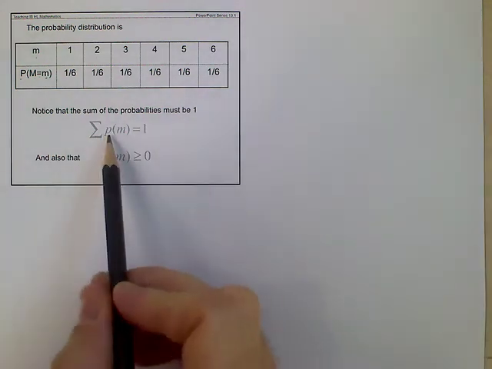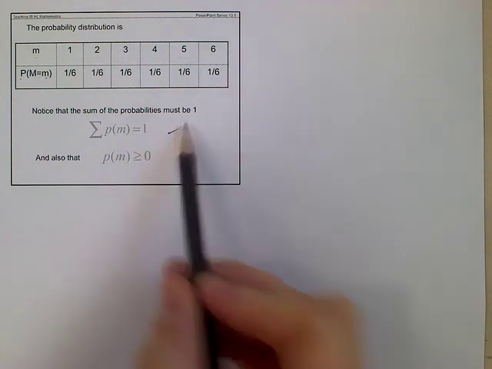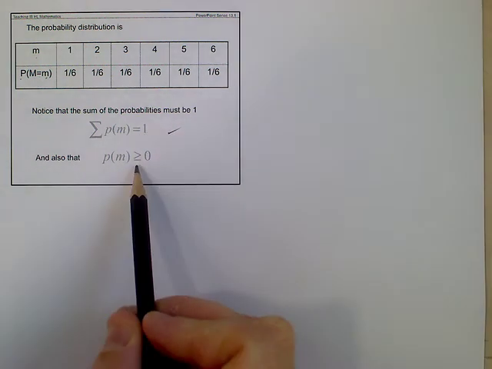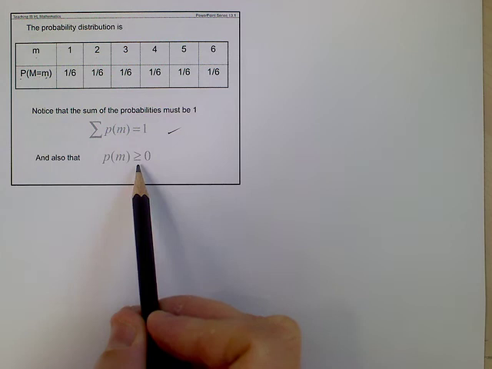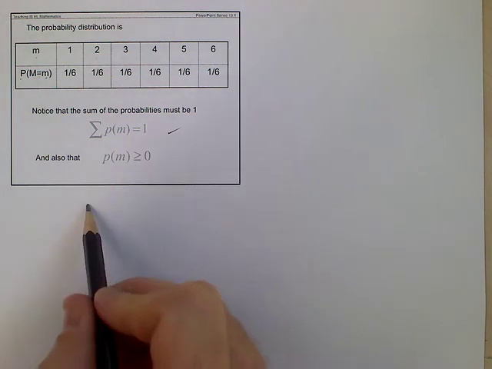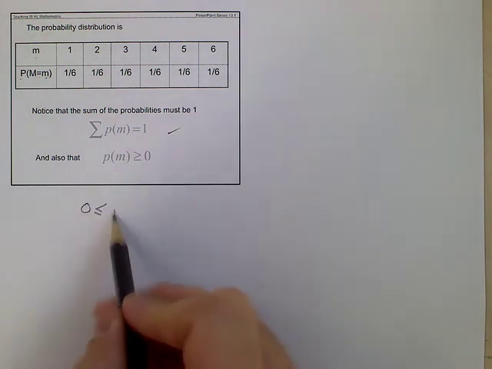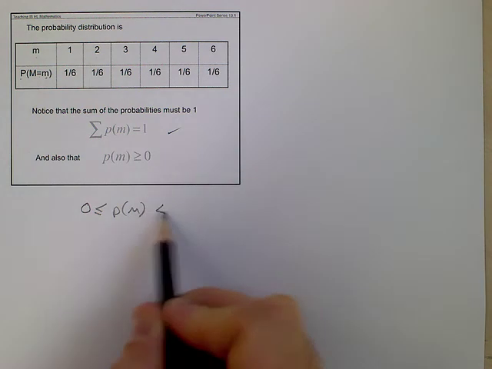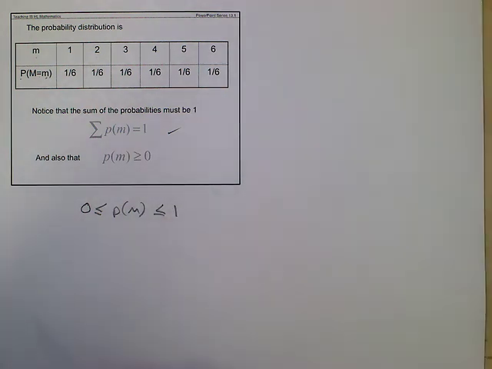Notice that the sum of the probabilities has to equal 1, of course, and the probabilities are also greater than 0. I should also add, in fact, that whilst they're greater than 0, they also have to be less than or equal to 1. So I should have an extra constraint on there.